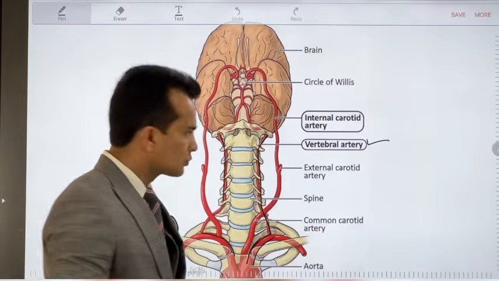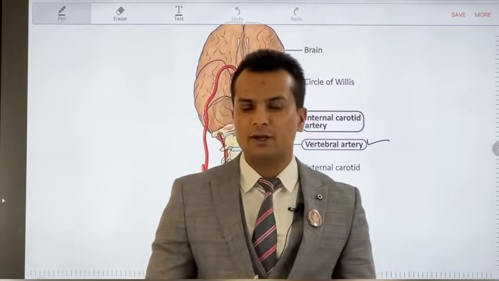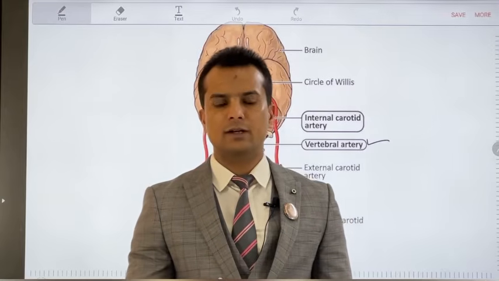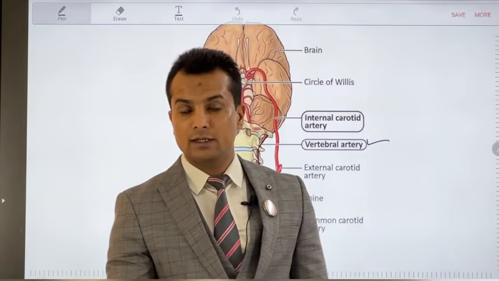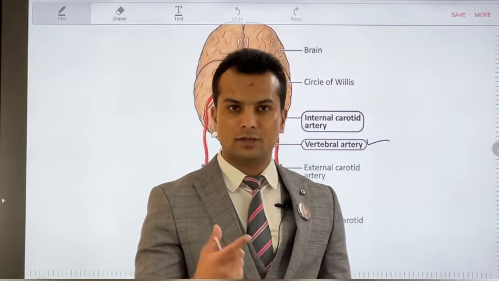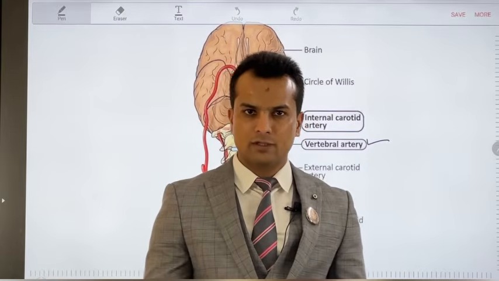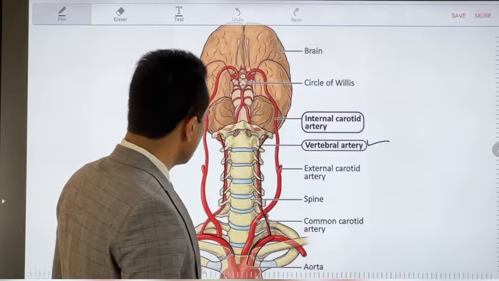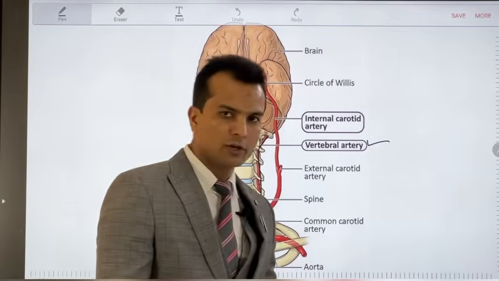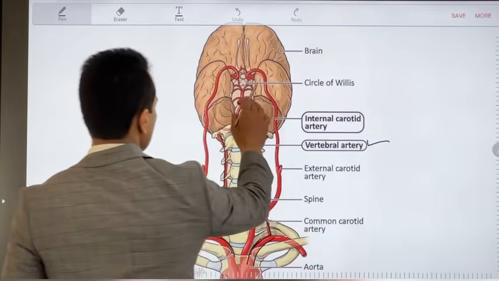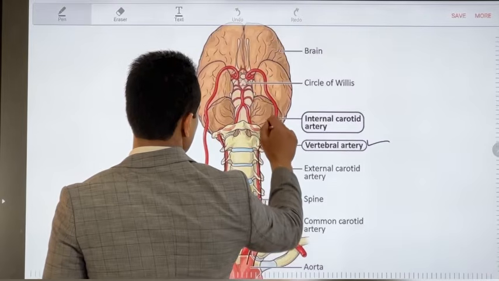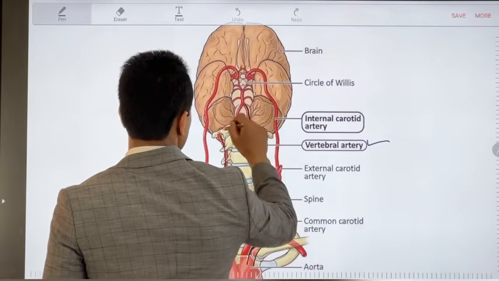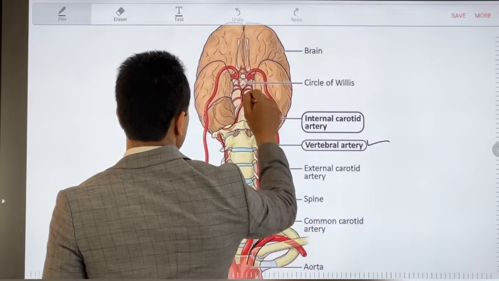Remember please. The vertebral artery is a branch of which artery? Another very important question: the vertebral artery is a branch of the subclavian artery, and more specifically you have to understand its significance, that the vertebral artery is going to supply your posterior brain. Here you can see the vertebral arteries, right and left, forming the basilar artery.